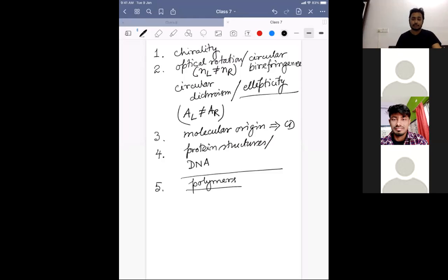And again, CD spectroscopy is just an example. I'm trying to show you how you should look into any particular spectroscopy. You look into it by asking what is the molecular reason for that, why it is happening. You have to understand that.